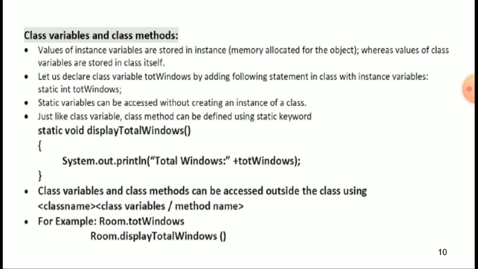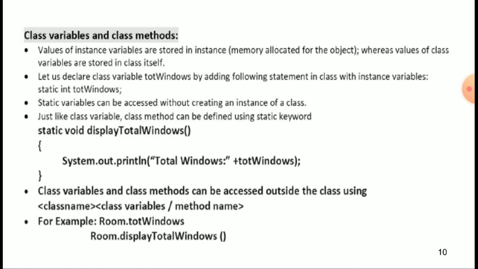Next is class variable and class method. Values of instance variables are stored in the instance, that means memory allocated for the object, whereas values of class variables are stored in the class itself. Let us declare a class variable totalWindows by adding the following statement in the class with instance variables: static int totalWindows. A static variable can be accessed without creating an instance of a class.